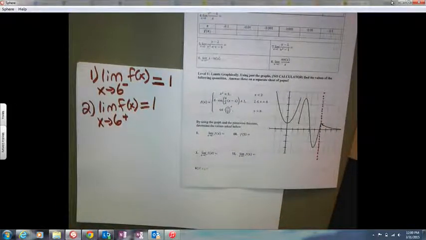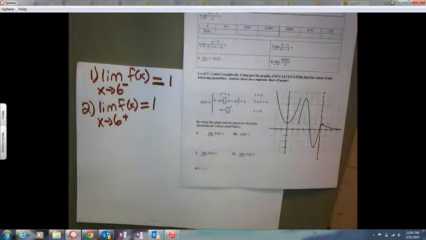Brianna, go ahead, please. Yeah, so limit has no effect on the shading or unshading of the circle, because we're just getting close to that point, not actually there.